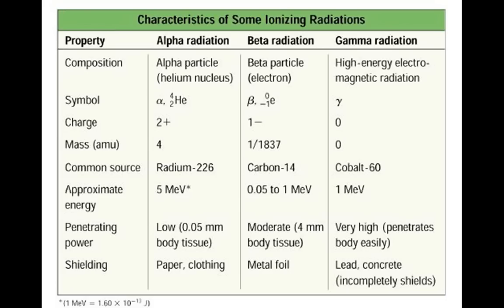The penetrating power is quite interesting down towards the bottom. The alpha radiation is not very penetrating, so you can shield yourself from alpha radiation with clothing and a simple sheet of paper. Beta radiation is a little bit more penetrating, so metal foil actually serves as a pretty good protective covering. And then gamma radiation, which is quite similar to X-rays. If you notice, lead and concrete act as shields to gamma radiation, and if you have an X-ray done at the dentist's office, they put that lead apron on you to protect the rest of your body from the X-rays.